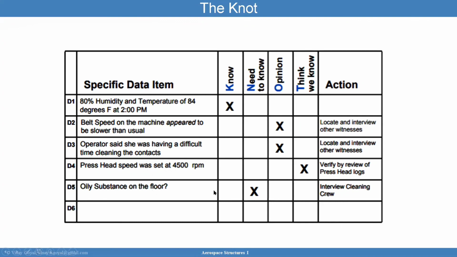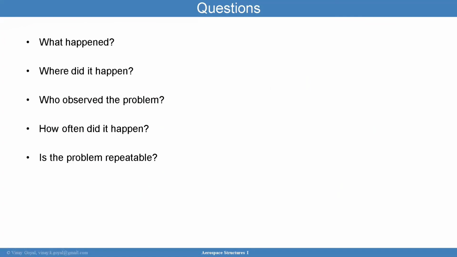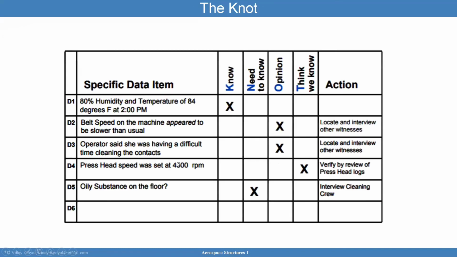Oily substance on the floor, we need to know that. So, okay, how do I find out? Interview the cleaning crew. So that's an example. The KNOT is very helpful. And so again, the questions that you want to ask: What happened? Where did it happen? Who observed the problem? How often did it occur? And is the problem repeatable?